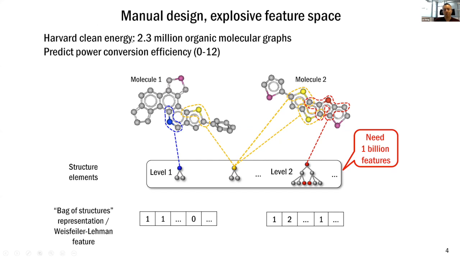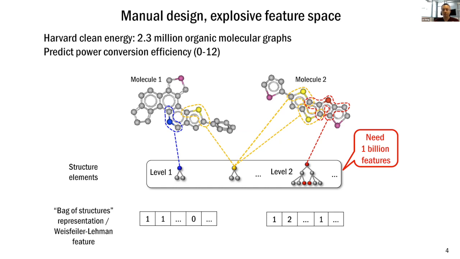It contains 2.3 million organic molecules for solar panel materials. Each one of these molecules, depending on how these atoms are composed together to form this molecular graph, has a different efficiency of converting sunlight to energy. So given a new molecule, maybe before you synthesize it, you want to make a prediction about its efficiency of converting sunlight to energy, and you want to design this molecule to optimize this efficiency.